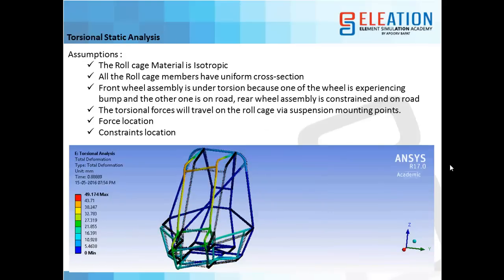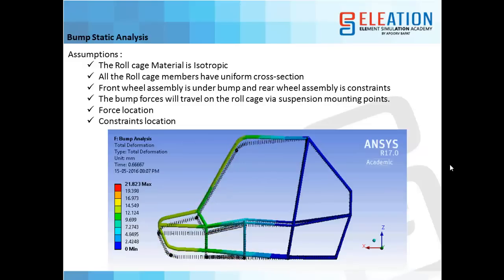Then torsional analysis. We will see the case where one front portion of my ATV or the roll cage is under torsion because one of the wheels is under bump and the other one is facing the road. So the rear portion I have constrained and I have applied front torsional forces. So you can have a right torsion or left, or you can say clockwise, anti-clockwise. Similarly in the rear also you can have clockwise and anti-clockwise.